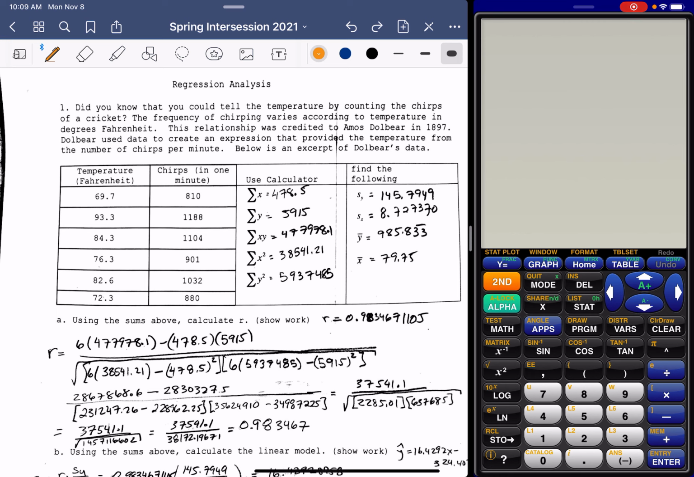So temperature is going to be X and chirps are going to be Y. This is going to be L1. This is going to be L2 for our calculators. On the test, it's going to be pretty clear which is L1 and L2, okay? Usually the first column is X, second column is Y. So don't worry on the test, it's going to be more specific. But if you're a science major, you usually know that temperature is X. But I know not everybody's a science major.